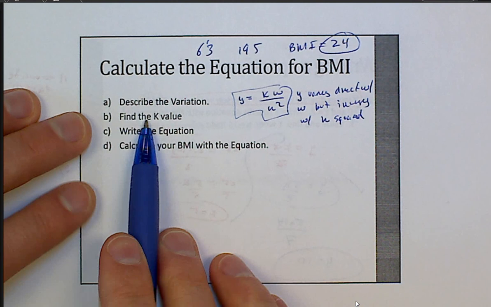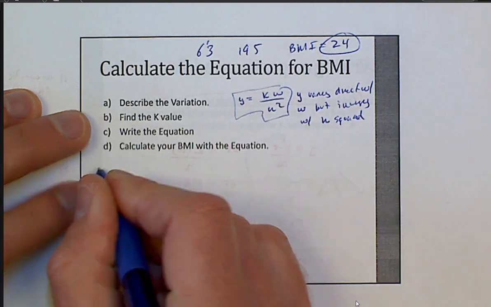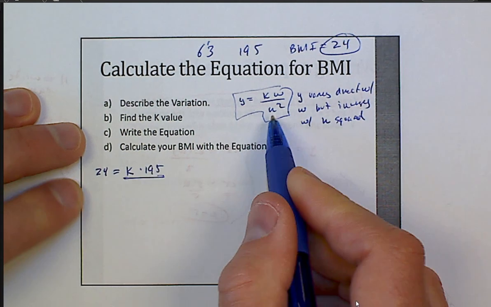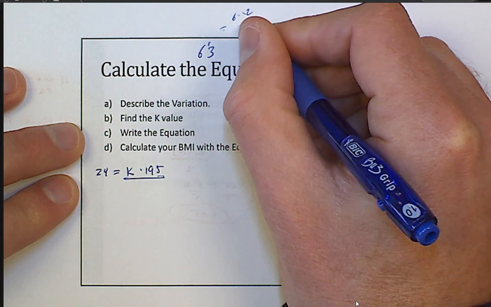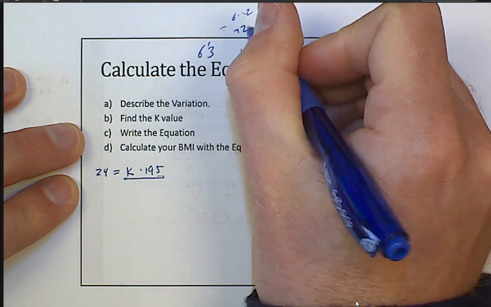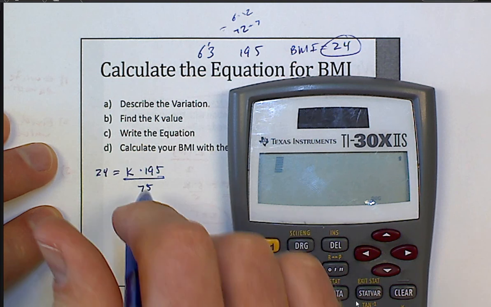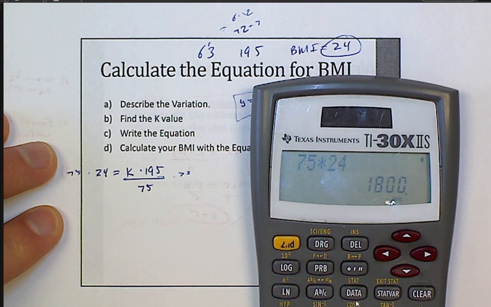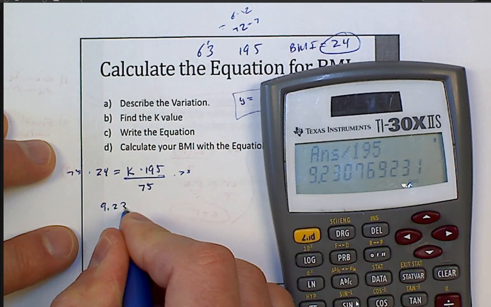That's how, when I ask you to describe this, you have to put it into words. Part B says find the K value. All right, so how do we do that? Well, I know my BMI. So I'm going to plug in 24 equals K. My weight is 195 pounds. My height, I'm going to convert 6'3" into inches. So 6 times 12, because there's 12 inches in a foot, is 72, plus the 3 inches on top of that, so 75. Okay, so I need to solve for K. I'm going to take my calculator out. I can multiply both sides by 75. So 75 times 24, and then divide that by 195, and I basically get 9.23. That's my K value.